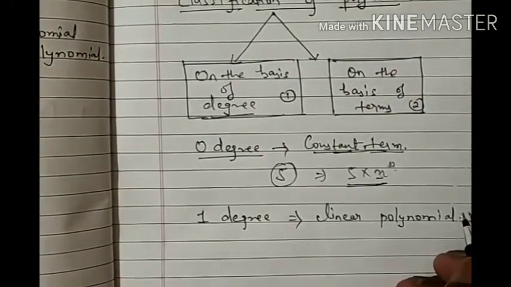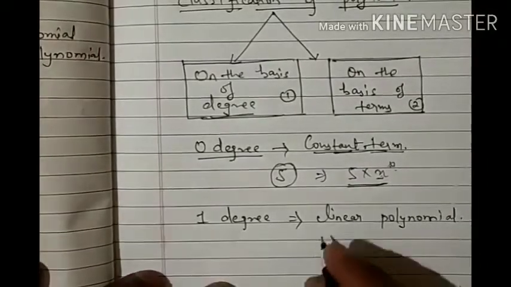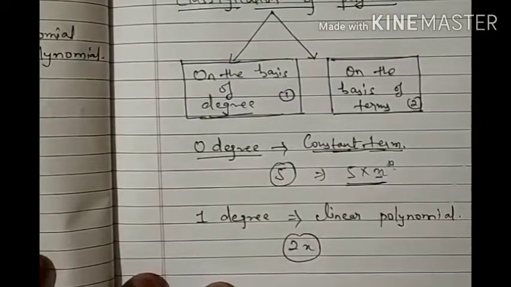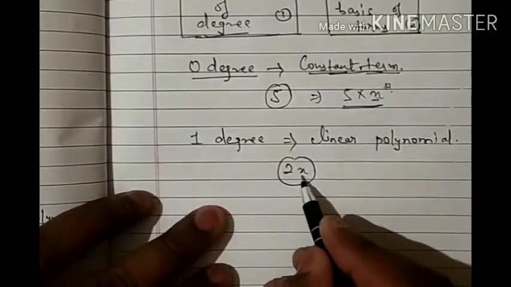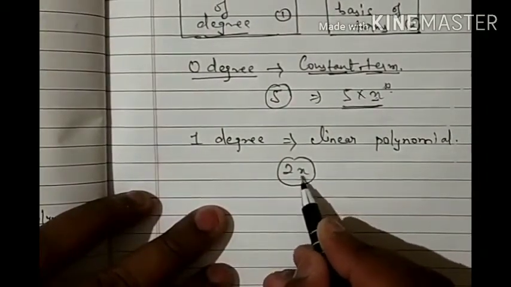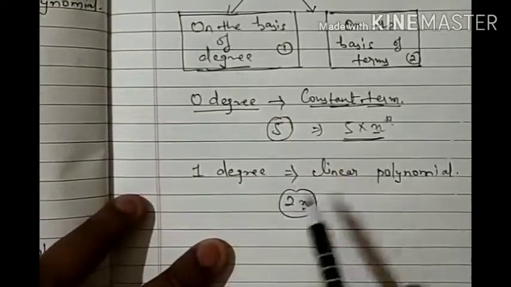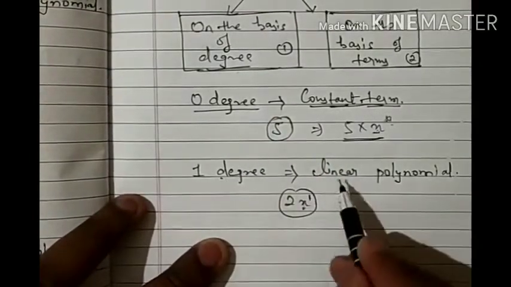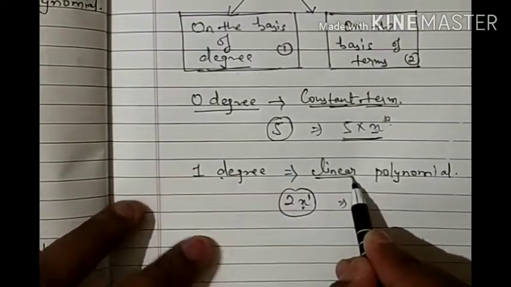Why am I saying 1? Let's take an example: 2x. This is an example of a linear polynomial. What is the highest power of x over here? What is the highest power, that is, the highest degree of x? It is 1. So if the highest degree is 1, it is a linear polynomial.